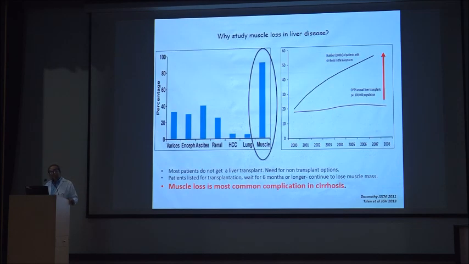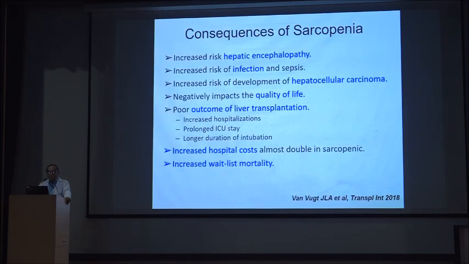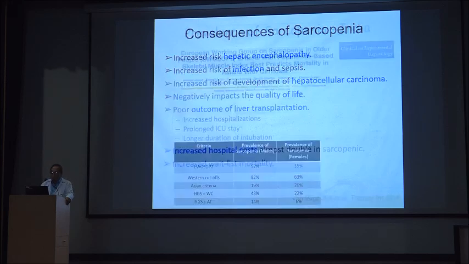And why is it important to study loss of muscle in liver disease? Because muscle loss is the most common complication in cirrhosis. And what are the consequences of sarcopenia? There is increased risk of hepatic encephalopathy, increased risk of infection and sepsis, hepatocellular carcinoma, negative impact on quality of life, and poor outcome of liver transplant. There is increased hospitalization, prolonged ICU stay, longer duration of intubation, increased hospital cost, and increased waitlist mortality.